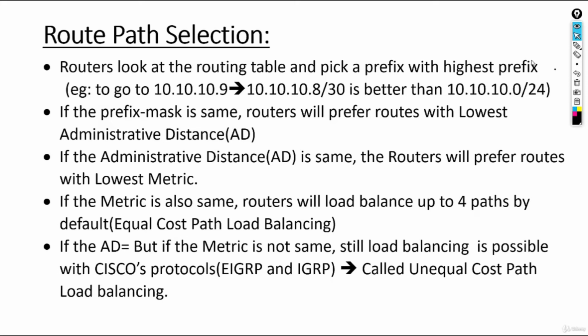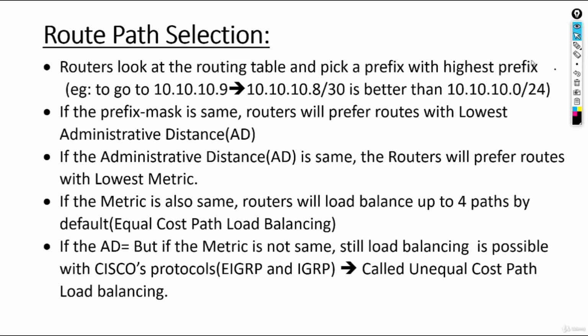But if the admin distance is the same and the metric is not the same, load balancing is still possible with Cisco's protocols, EIGRP and IGRP. It is called unequal cost path load balancing.